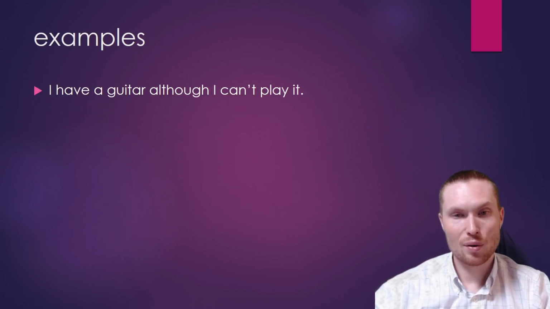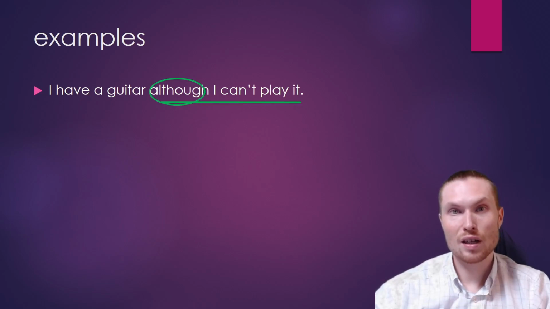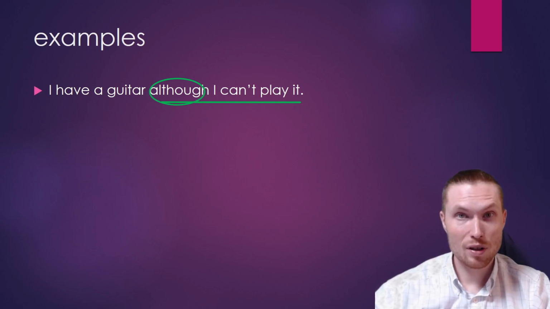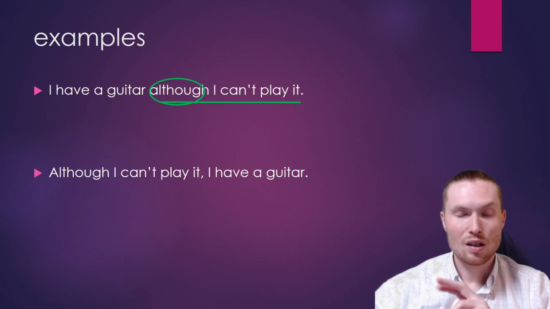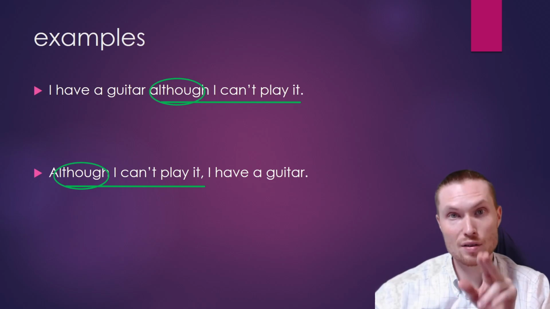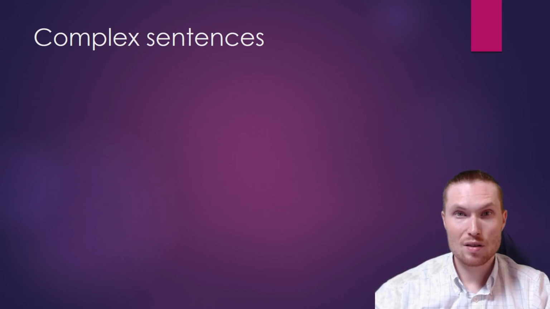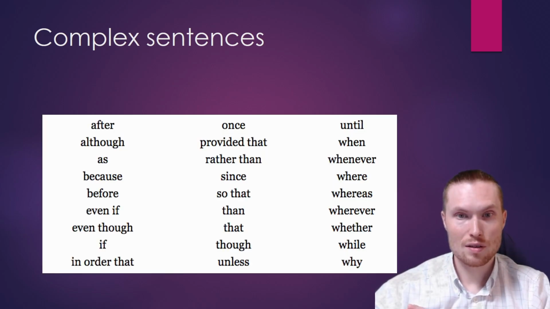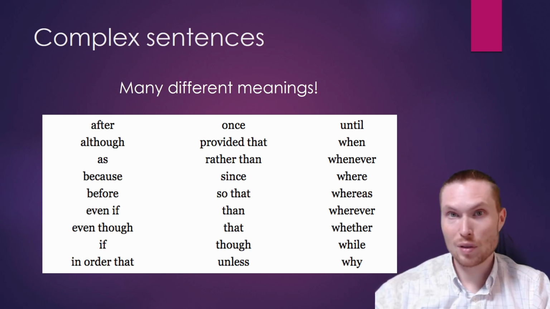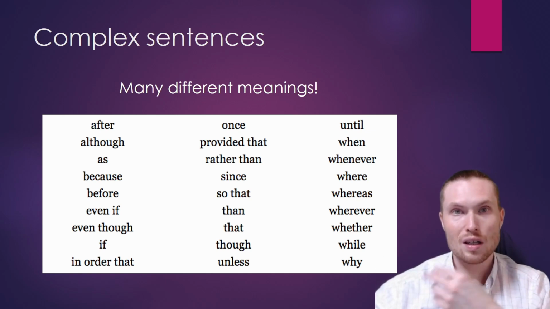Let's look at some more examples. I have a guitar, although I can't play it. The subordinator, although, makes a dependent clause. And since the dependent clause is second, no comma. Although I can't play it, I have a guitar. The meaning is the same, but the dependent clause is first this time. And notice there is a comma. So remember, with complex sentences, it uses subordinators like this. But there are many different kinds of meanings and many different complex sentences. So complex sentences are the most difficult to master just because there's so many new words and so many slightly different meanings.